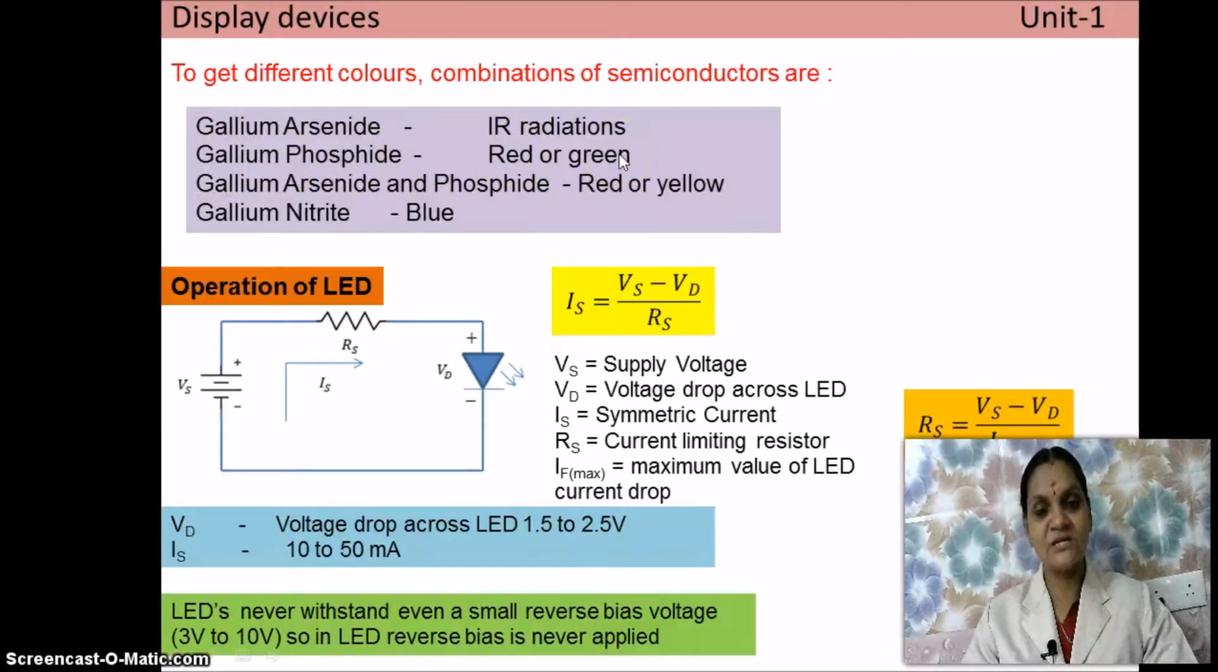That depends on the type of biasing we feed. If you give forward bias, it emits one color. If you give reverse bias, it emits another color. The next combination is gallium, arsenide and phosphide. It emits red or yellow. And the third one, gallium nitride, emits blue color. So we know different colors of LEDs are available in the market. How these different colors are obtained depends only on the different types of semiconductor materials used for constructing the LED.